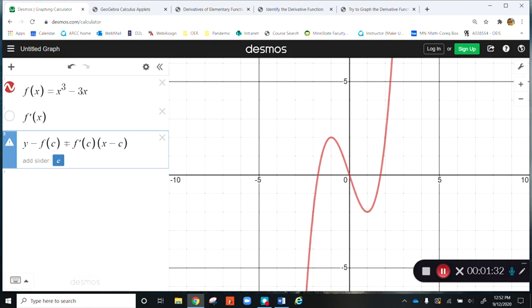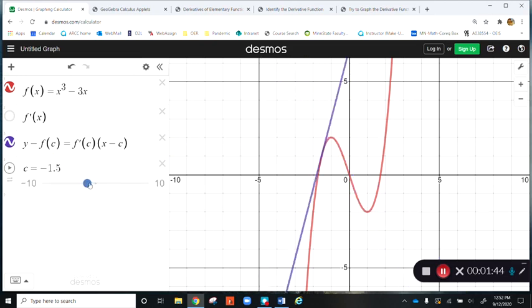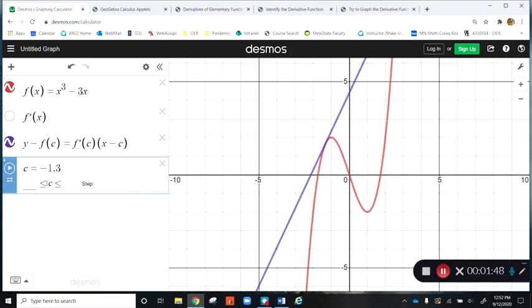So now the only unknown here, well, we've got the x and the y, sorry, but the only parameter involved is c. So we can add a slider for c. And now if I drag this around, let me adjust the boundaries here. Let's have that be -5 to 5, so it moves a little more smoothly.